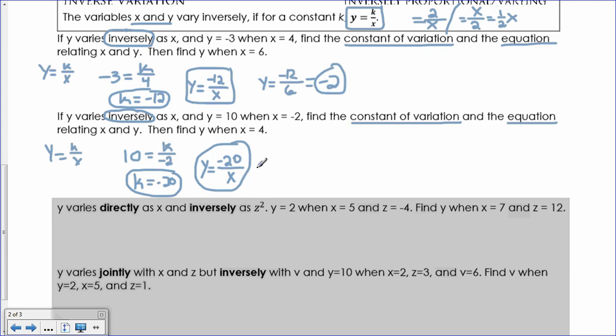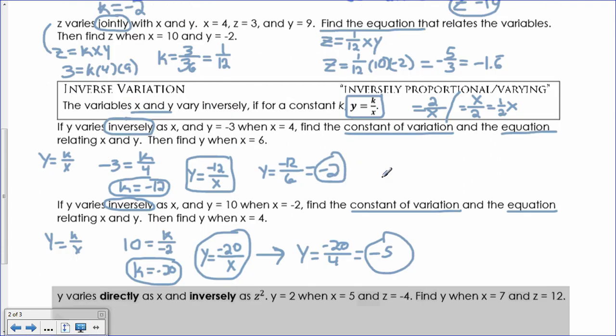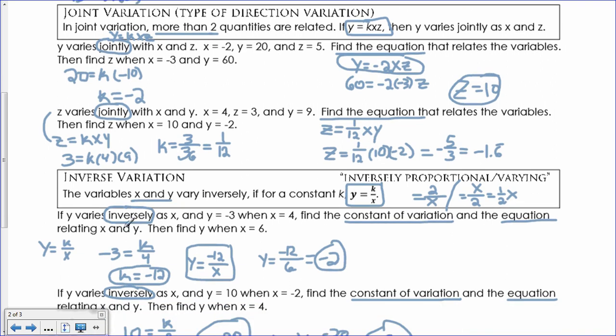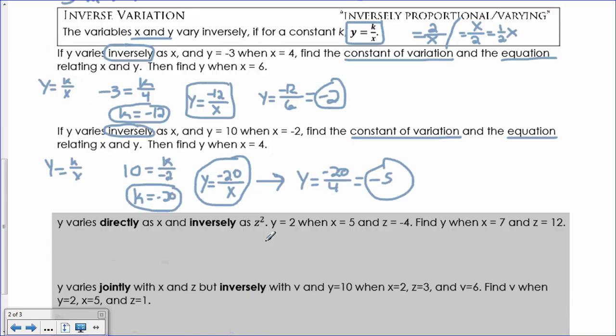And then based on that, they want us to solve for y when x is equal to 4. So y is going to be equal to negative 5. Okay, so just make sure you're reading the questions, circling the word jointly, directly, or inversely, whichever you guys see. Write down the skeleton equation so you know what you're working with. Find k, plug it in, solve for whatever they're asking for. Just read through the question, it's all there.